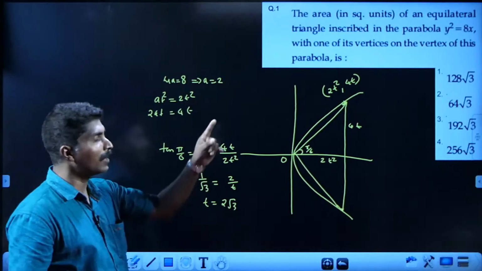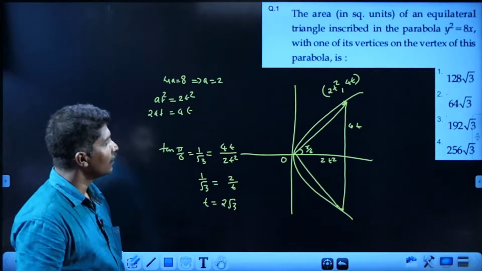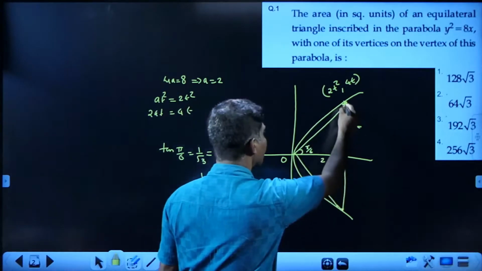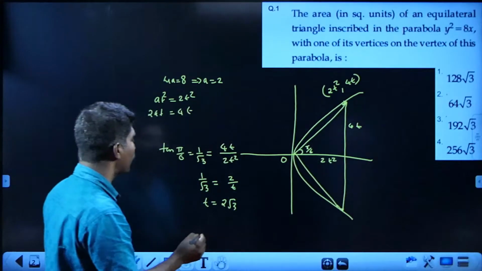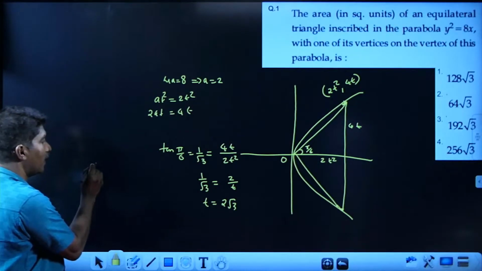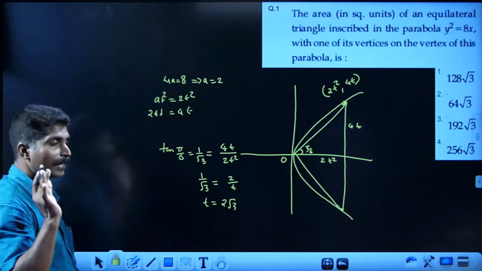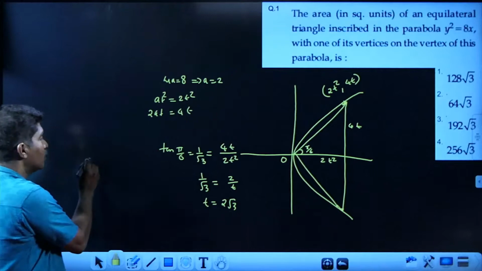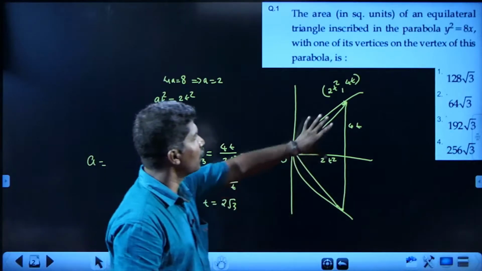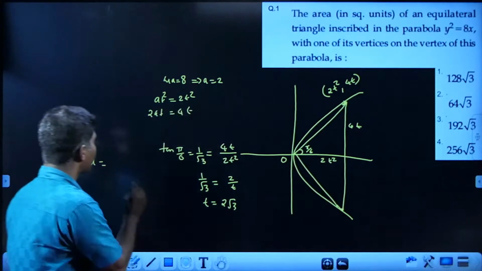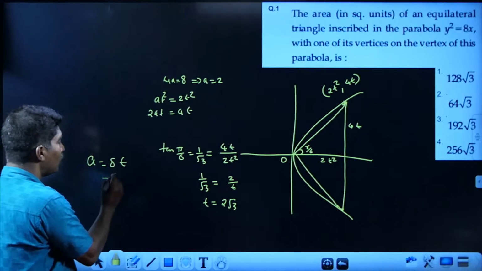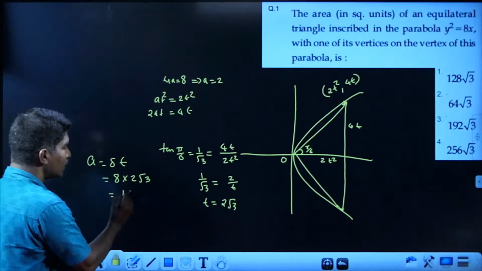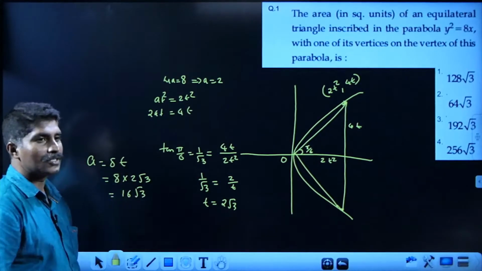So you are getting one point there. What you have to calculate is only the length, side a. The formula for the equilateral triangle, you know that. What is that? Root 3 by 4 into a square. So a is equal to, this is 4t, and now it becomes 8t. 8t is equal to 8 into 2 root 3, that is equal to 16 root 3. A is equal to 16 root 3.